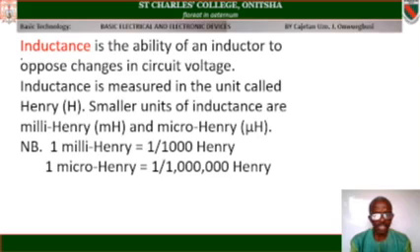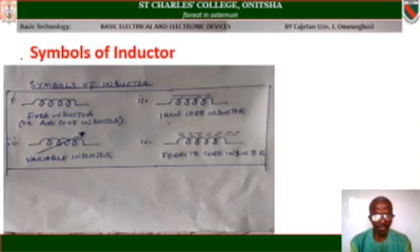Inductance is measured in the unit called Henry. Smaller units of inductance are milli-Henry, mH, and micro-Henry. Note the difference between the symbols for milli-Henry and micro-Henry. 1 milli-Henry is equal to 1,000th of a Henry, while 1 micro-Henry is 1,000,000th of a Henry. You have the symbols of inductors below: the fixed inductors, iron core inductors, variable inductors, and ferrite core inductors.